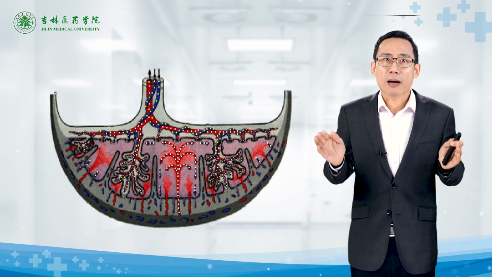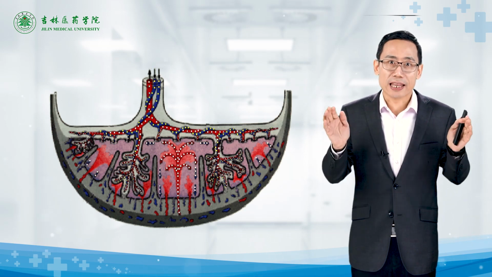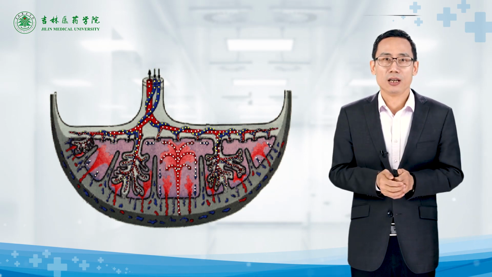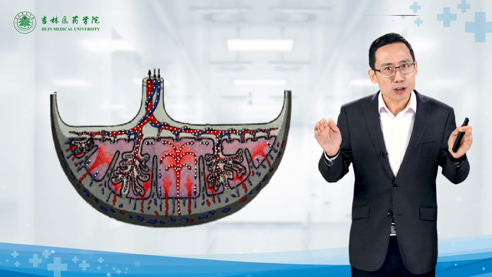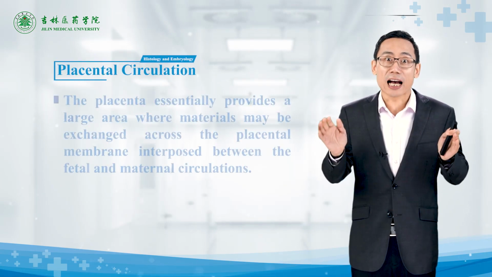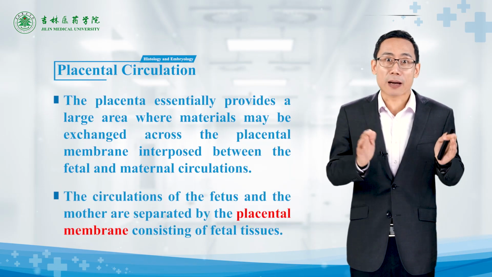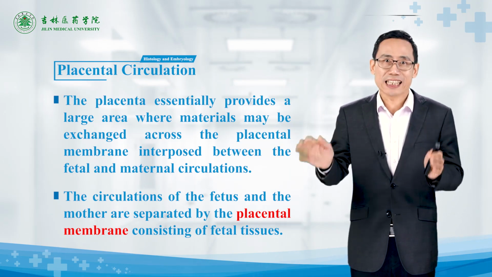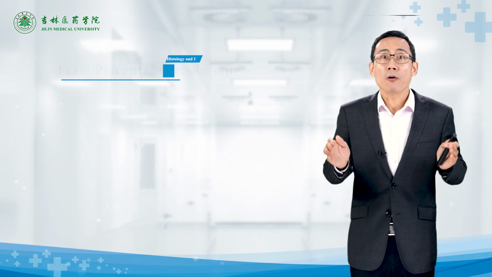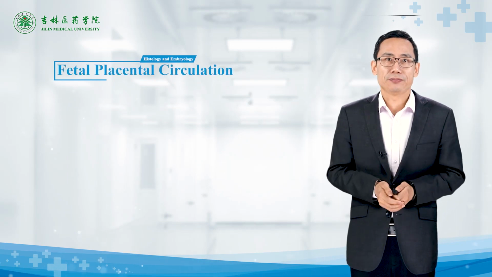The blood of the mother and fetus circulate in their own closed channels, which are not mixed with each other, but can exchange substances. The circulations of the fetus and the mother are separated by the placental membrane, consisting of fetal tissues.